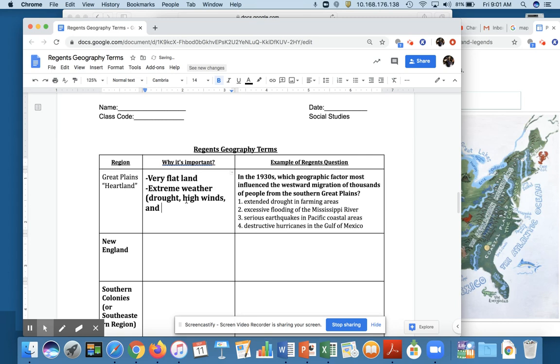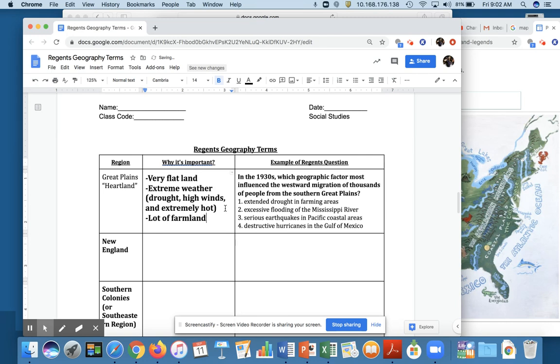drought, if you didn't know, is when there isn't a lot of rain. Drought, high winds, and it can be very, very hot at times. Extremely hot. So they have extreme weather, very flat land, and a lot of farmland.